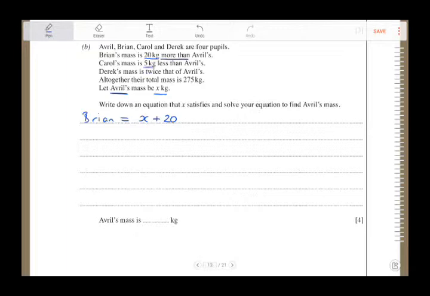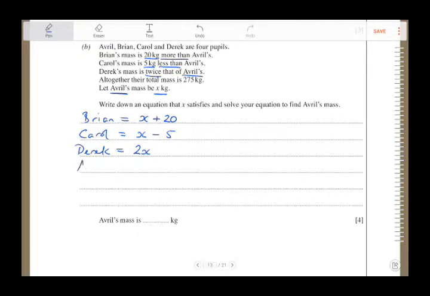Carol's mass is 5 kilograms less than. So Carol, 5 kilograms less than Avril is Avril's minus 5 kilograms. That's 5 kilograms less than X, which was Avril. Now we do Derek. Derek's mass is twice Avril's. Well, if Avril's X, twice X is simply 2X. Twice is multiplying by 2, isn't it? So there we have Brian, there we have Carol, there we have Derek.